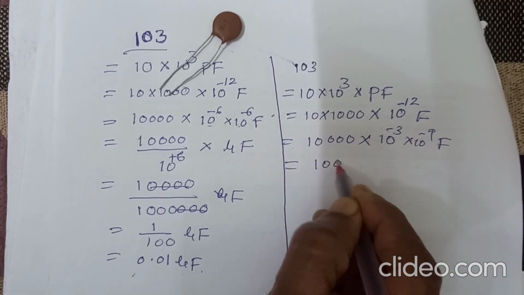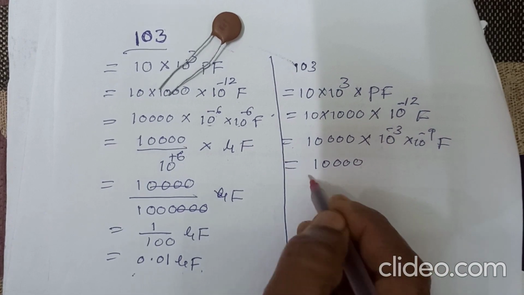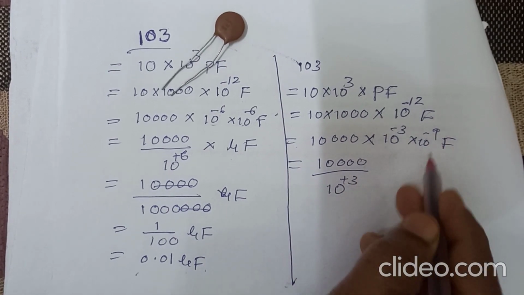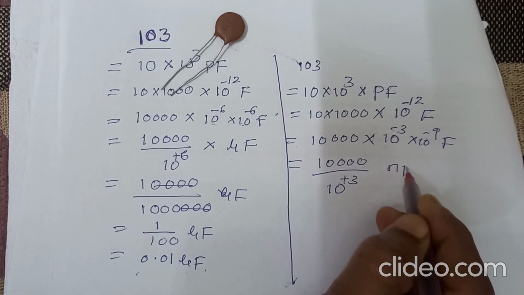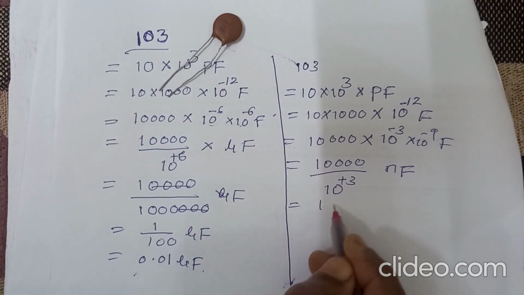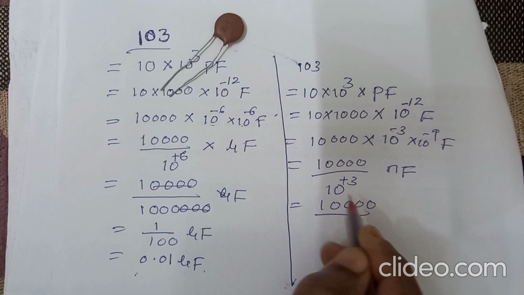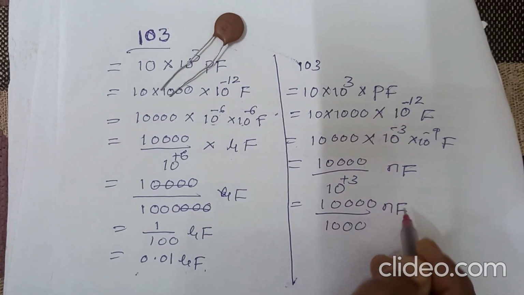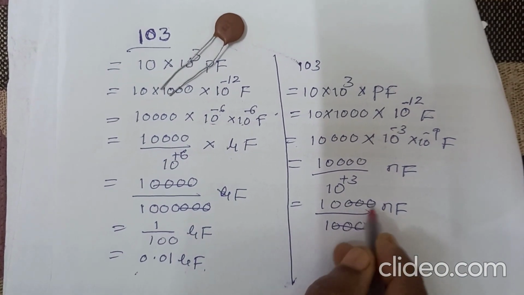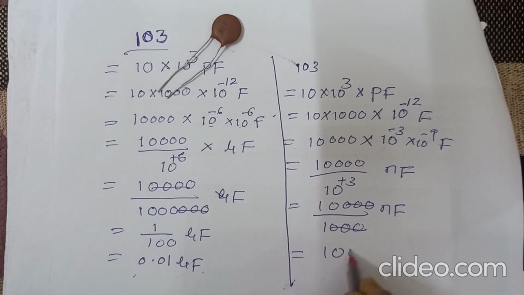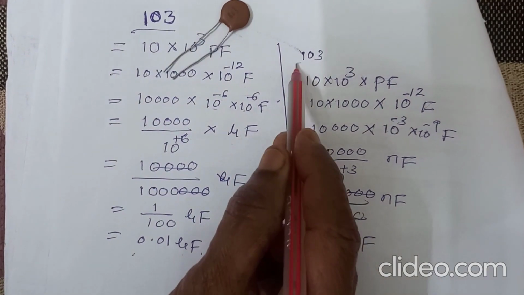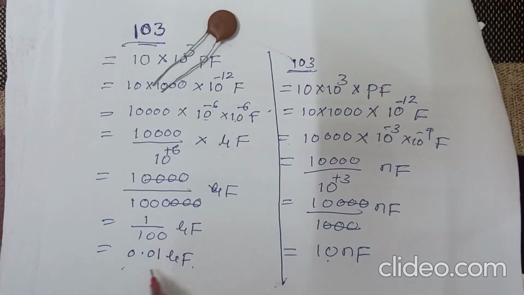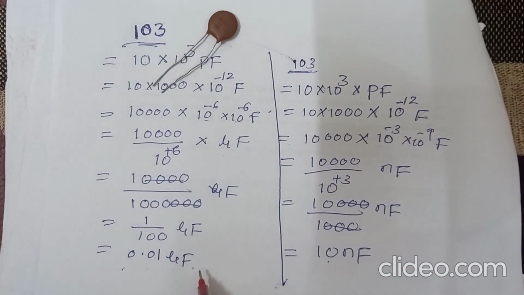Next, 10,000. 10 to the power minus 3, you bring it down. It becomes plus 3. 10 to the power minus 9 is nanofarad. Okay. 10,000 divided by 10 to the power 3 is 1000 nanofarad. 3 zeros cancel each other. What is left? 10 nanofarad. 103 is nothing but 10 nanofarad, or 103 is nothing but 0.01 microfarad.